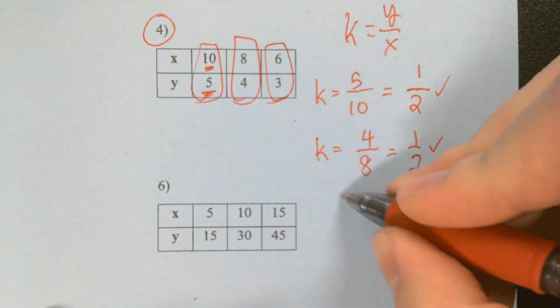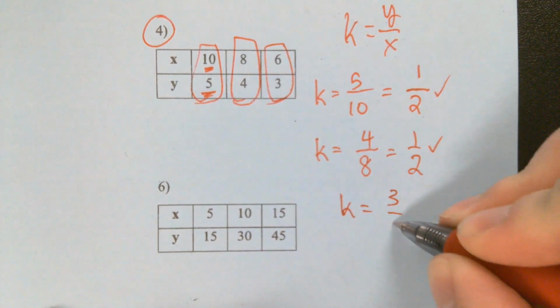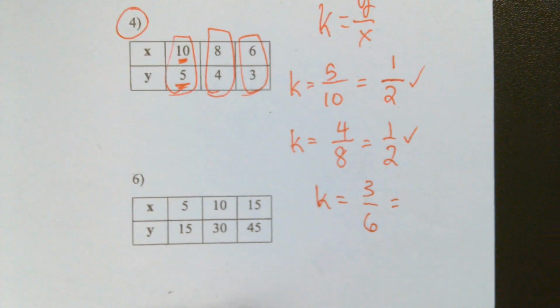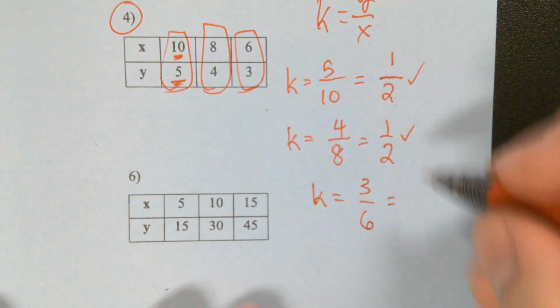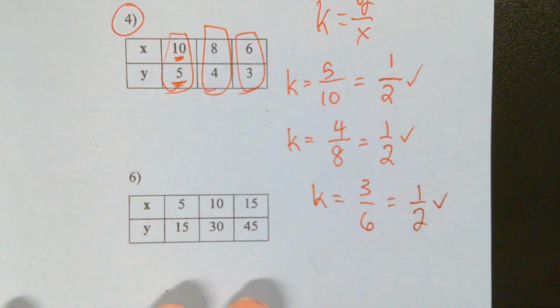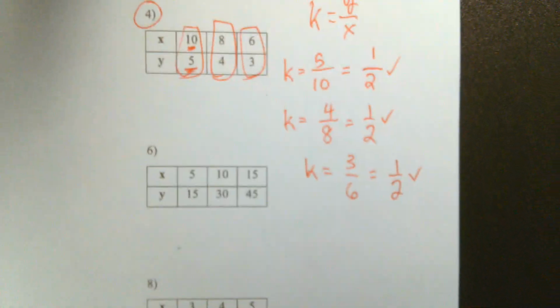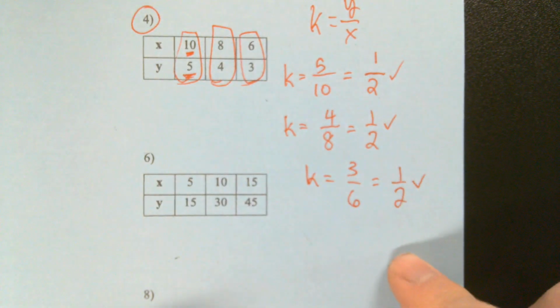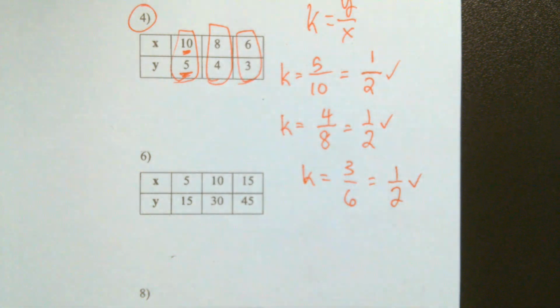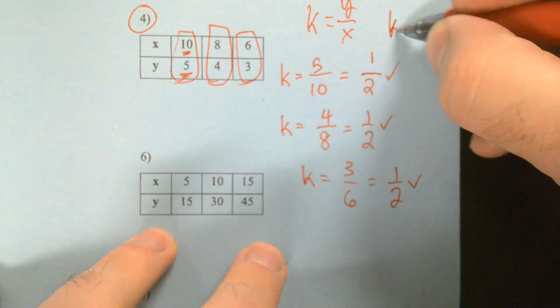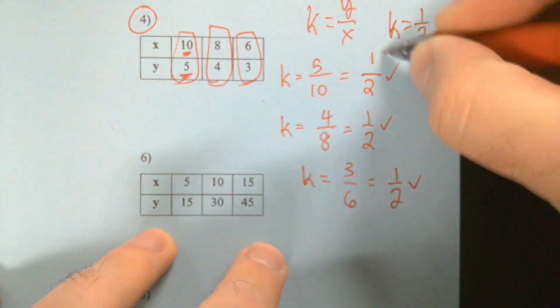The last one, we get k is equal to 3 over 6. If we simplified 3 over 6, we once again get 1 over 2. So all 3 of our k values are the same. That means that they are constant, right? We talked about the term constant yesterday, which means repeating the same over and over. So here k is equal to 1 over 2.